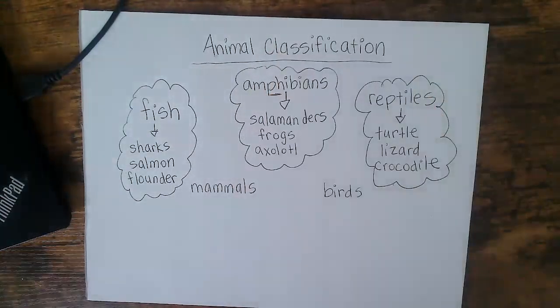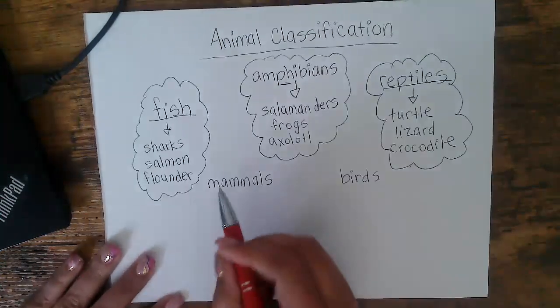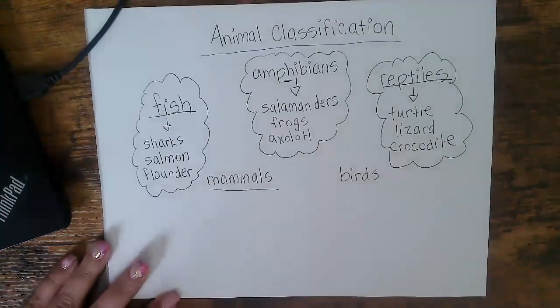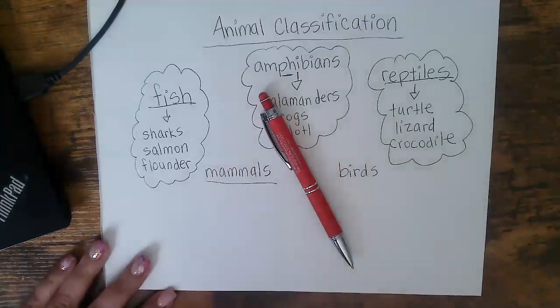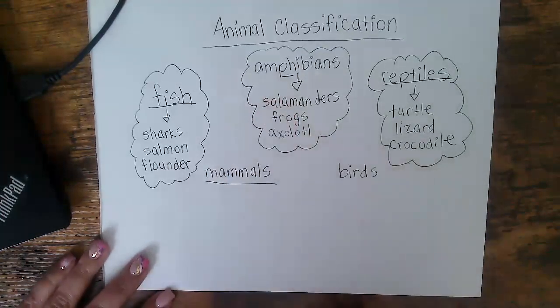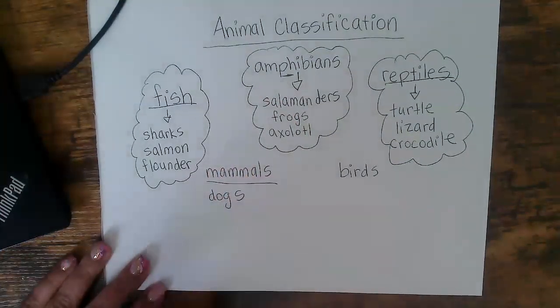Excellent, excellent, excellent. So now we have reptiles, we have amphibians, we have fish. Let's try mammals. Let's share, raise your hand and share out loud 3 kinds of mammals. Excellent. We have dogs. I like that, dog.